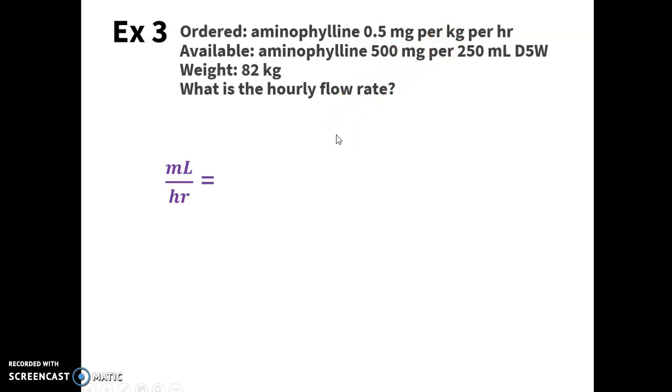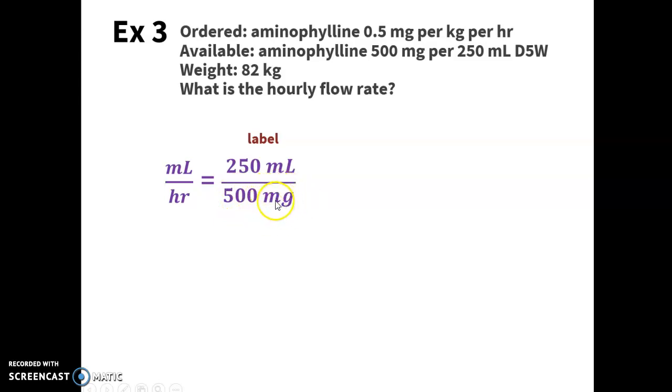So we need some milliliters, right? Because our desired answer is milliliter per hour, we need milliliters on top of that first fraction. And you can see from the available that 250 milliliters contains 500 milligrams of medication. So I'm going to write that down with the label. I mean, typically you would find that on the drug label, but they didn't give us that. They just told us it was available. So 250 milliliters is 500 milligrams of medication.